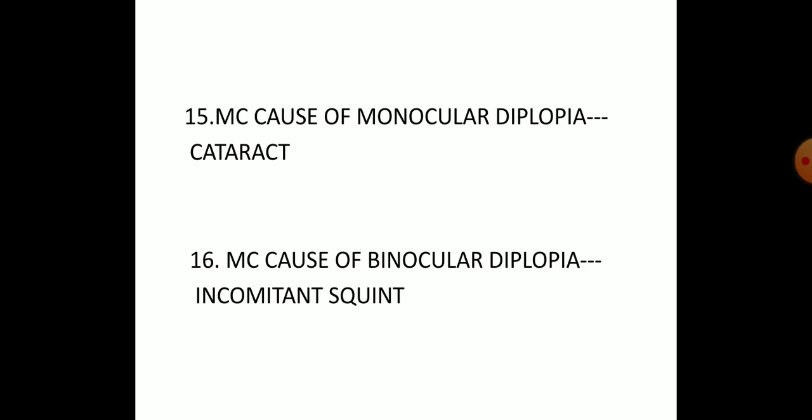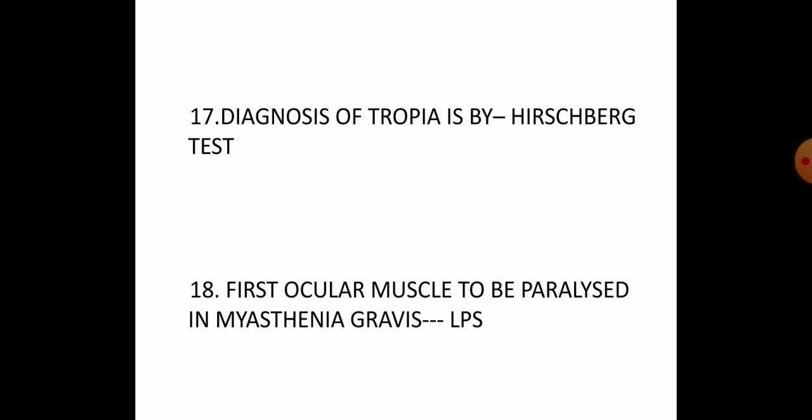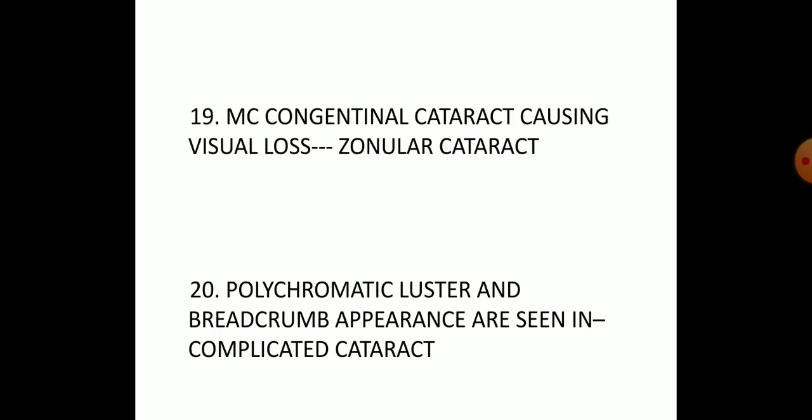Most common cause of monocular diplopia is cataract. Most common cause of binocular diplopia is concomitant squint. Diagnosis of tropia is by Hirschberg test. The first ocular muscle to be paralyzed in myasthenia gravis is levator palpebrae superioris.